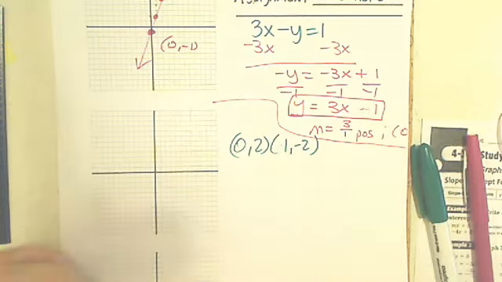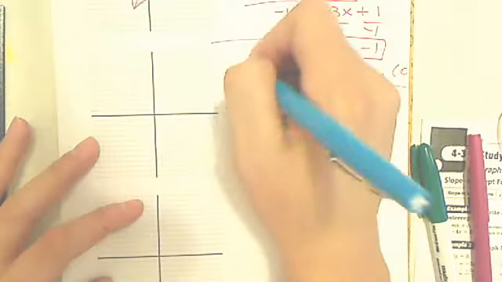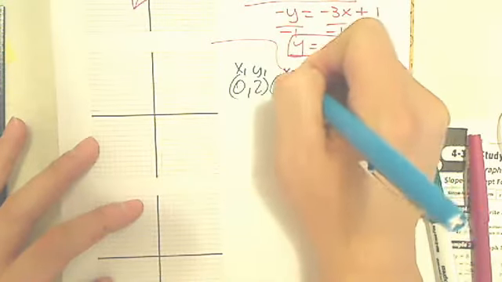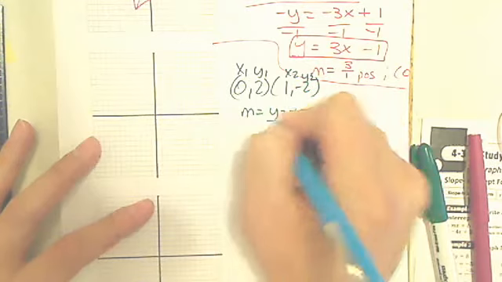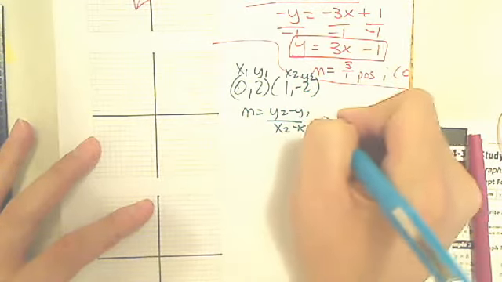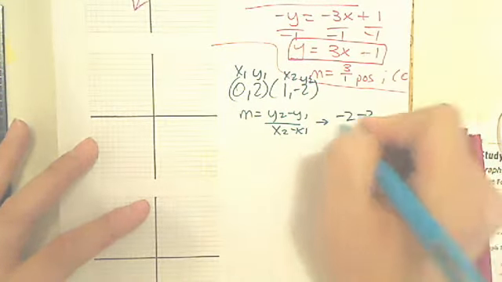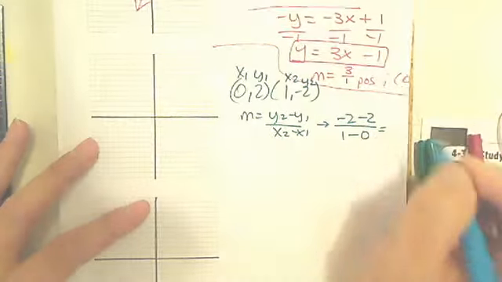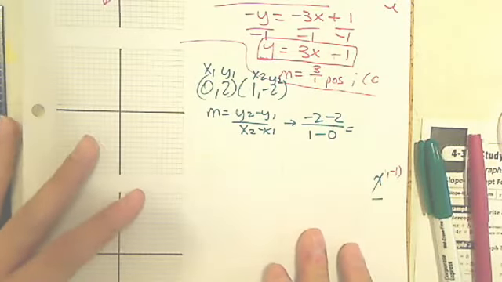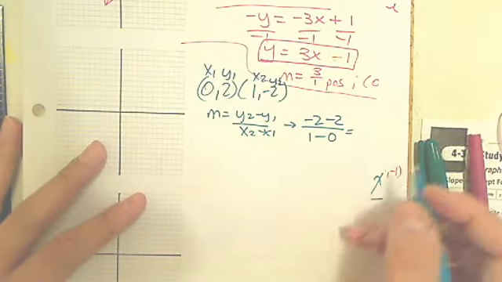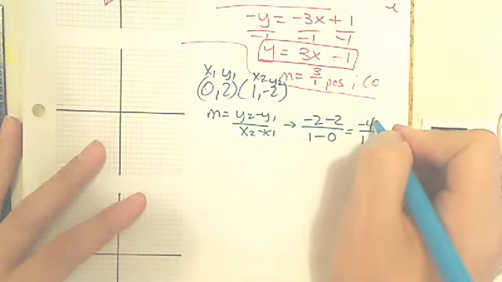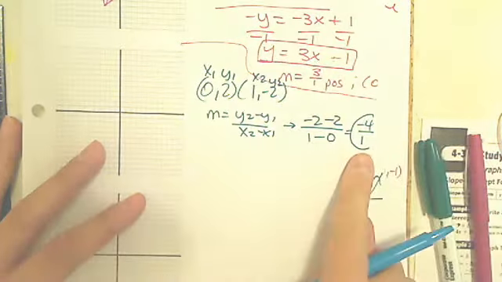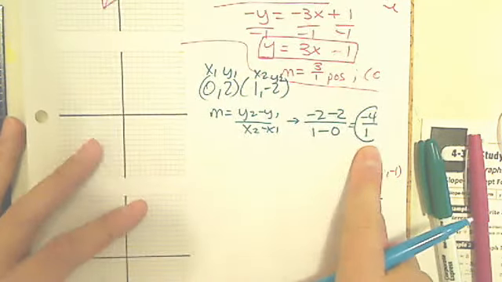Okay. So first things first. If you feel pretty comfortable, move on ahead. x1, y1, x2, y2. Slope equals y2 minus y1 over x2 minus x1. Negative 2 minus 2 over 1 minus 0. Questions on how I got those numbers? Negative 2 minus 2 is negative 4 over 1. Don't reduce it because it's already reduced for you. Slope is negative 4 over 1.